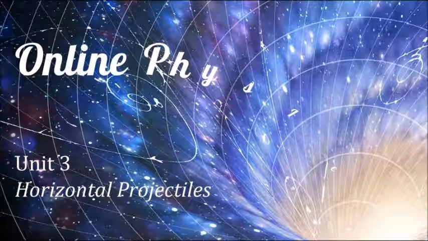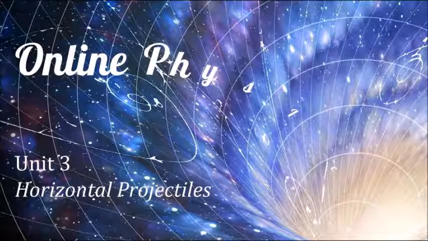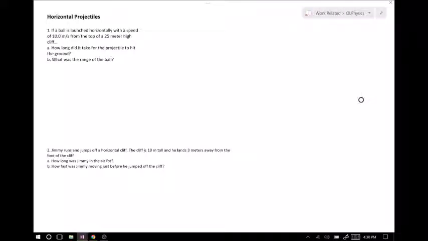Welcome. This is the lesson on horizontal projectiles and specifically how to solve these problems. Horizontal projectiles are just kind of special types of projectile problems. The basic idea is that you have some cliff or some slope, and your projectile has an initial velocity that is completely horizontal. And then of course, eventually gravity takes over and the projectile goes down.